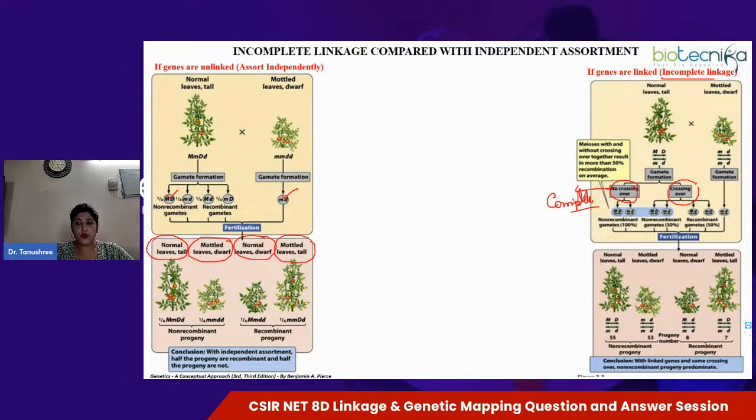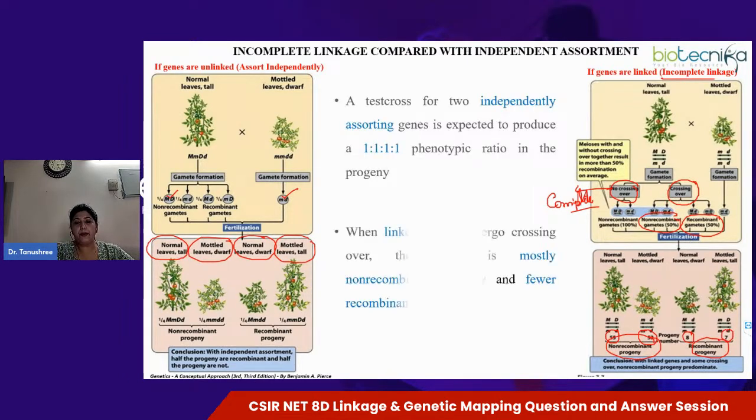But if, as I told you, linkage can be rare, so crossing over might occur, and in that case, similar to the gametes formed in case of independent assortment, the gametes formed will be half recombinant, half non-recombinant. But the catch here is that when the progeny is formed, the non-recombinants will be more in number than the recombinant. So here you can see 55, 53, these are the non-recombinant progeny, that is the ones which are having the parental genotype, and 8 and 7 are the recombinants.